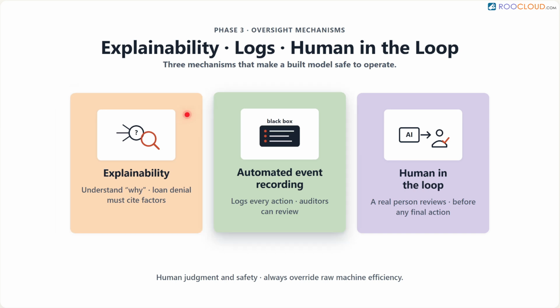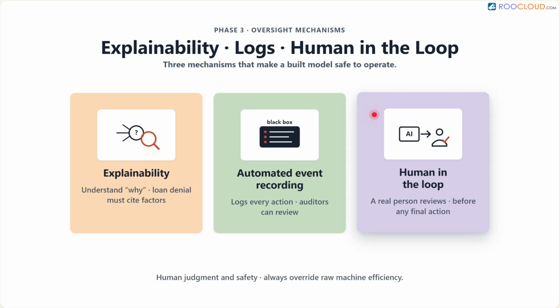To help with this, systems should be designed with automated event recording. This is basically an aeroplane black box for the software, logging every single action it takes so auditors can easily review it later. This logging directly supports something called human-in-the-loop oversight.